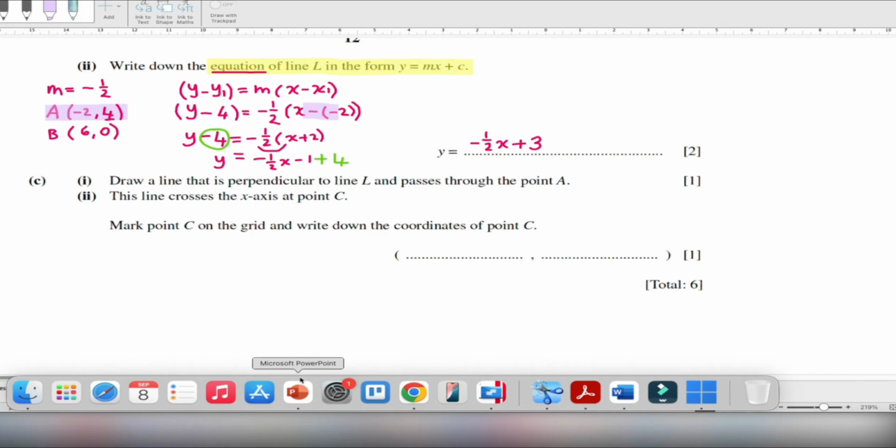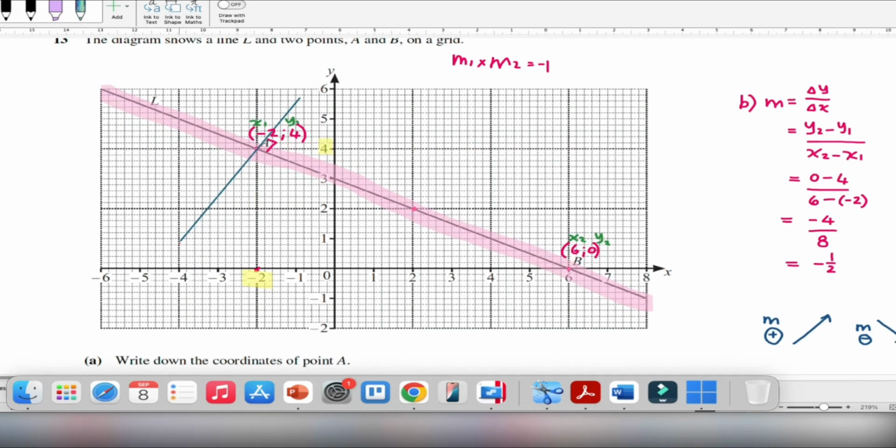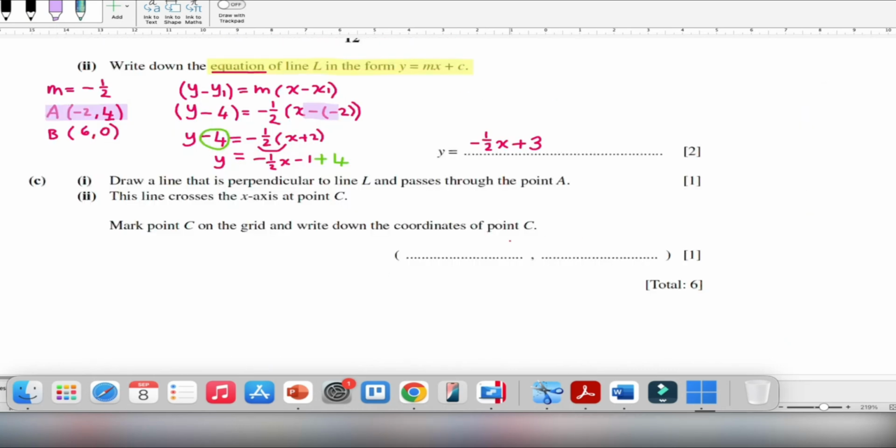Okay, so let's go back. So if you take a protractor and you make sure that that's a 90-degree angle, then it will cross the x-axis here at point C, and the coordinates of C is -4, 0. Okay, so the answer over here will be -4, 0.